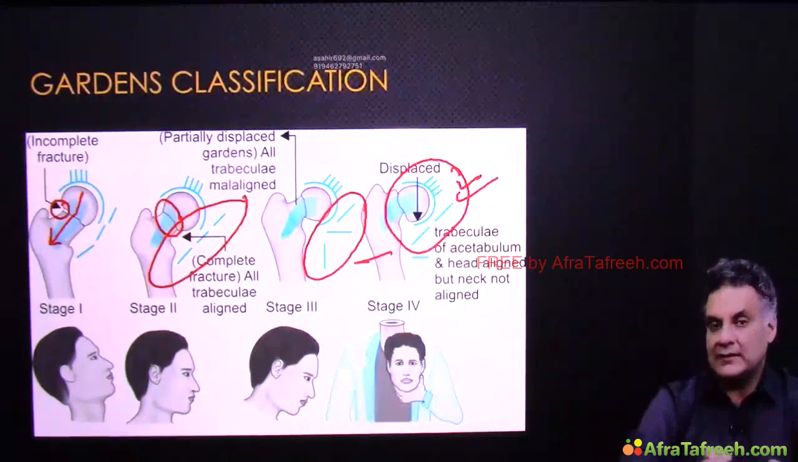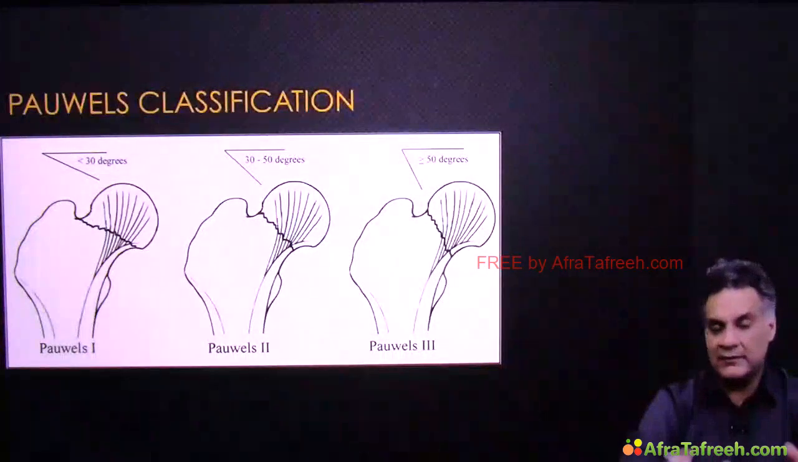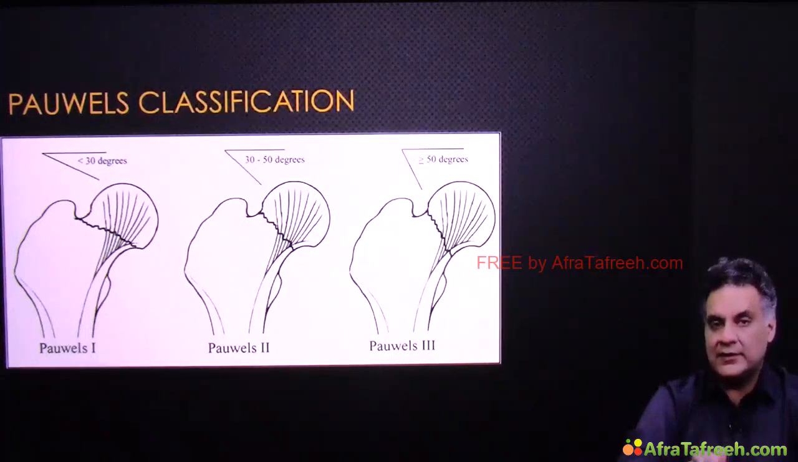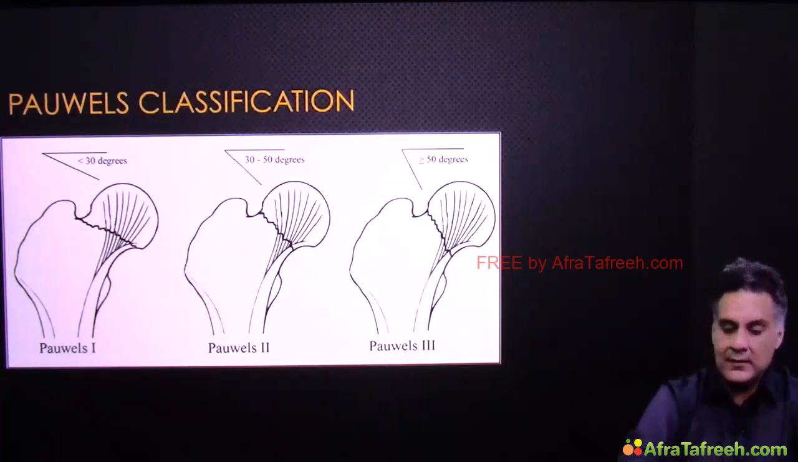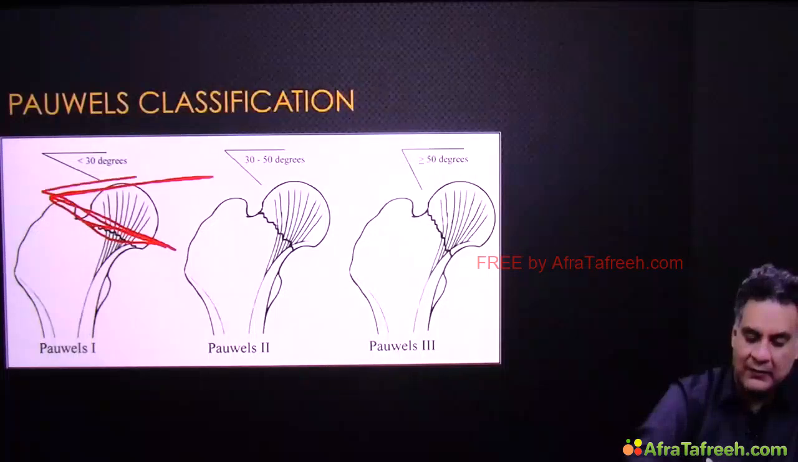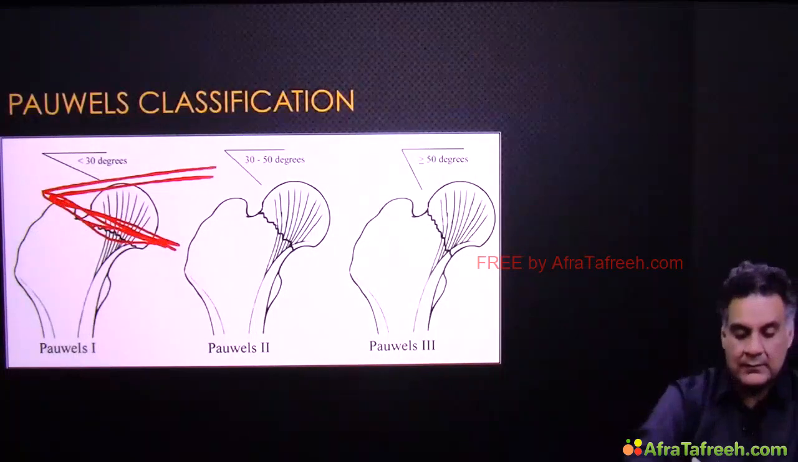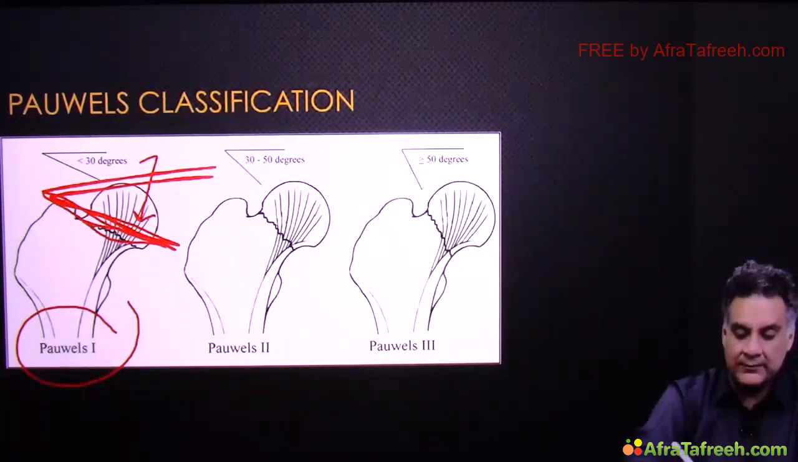When I look at the upper end femur, there are high forces, and if the forces are vertical, the fractures don't unite. That's why the angle of the fracture determines success. The angle that the fracture line makes with the horizontal has been classified by the Pauwels classification. Pauwels type 1 is angle less than 30.